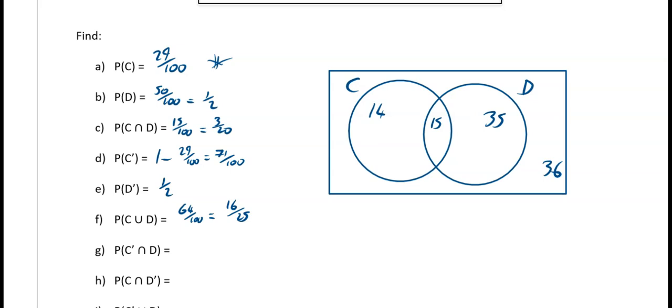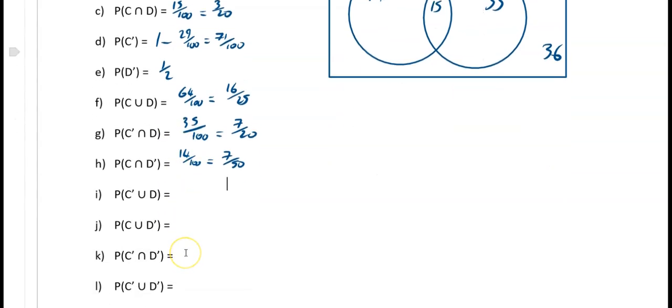And then not a cat and a dog. So not a cat and a dog is going to be 35. So it's just going to be this bit in here, this 35. So it's going to be 35 out of 100, which cancels down to be 7 over 20. Next one is a cat and not a dog, which is going to just be our 14 out of 100, which cancels down to be 7 out of 50.